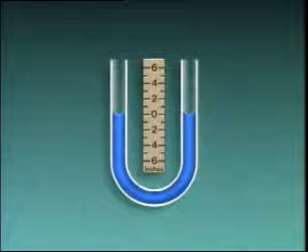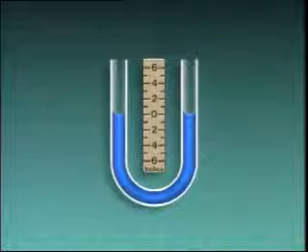A number of different devices can be used to measure pressure. One of the most basic pressure measuring devices is a manometer. A manometer operates on the principle that a column of liquid of a certain height will always exert a specific amount of pressure. One common type of manometer is a U-tube manometer.